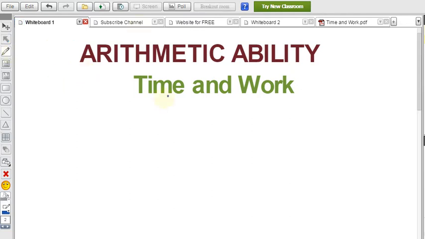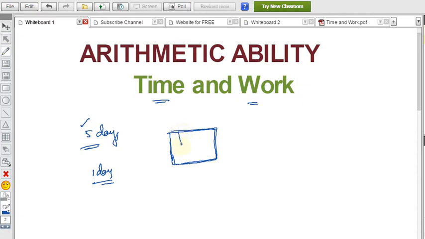Time and work. So now, for example, a person can do some work in 5 days. So there is some work. Now one person can do this total work, maybe any work, and it takes 5 days. So in one day, how much part can he do? That means if you divide this total work into 5 parts, every day he can do one part. For example, he does the first part on the first day, that means 1/5. Next day again 1/5. Third day 1/5, fourth day 1/5, fifth day also 1/5.